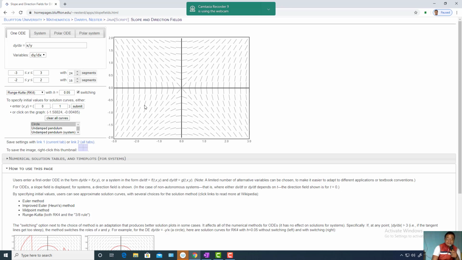First you clear all the graphs. So this is the vector field. At this point, small vector line segments are drawn, and they are the direction of the tangent at that point on the curve. Okay, so this is x by y. When dy by dx is equal to x by y, you can solve it easily. This one you can solve by separation of variables, and you will get a family of hyperbolas.